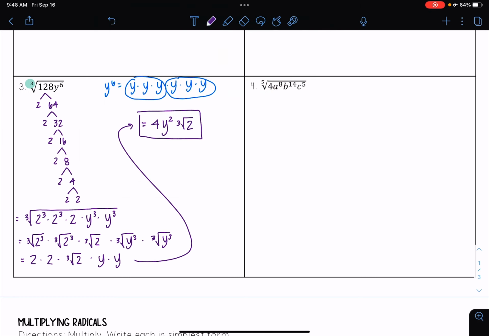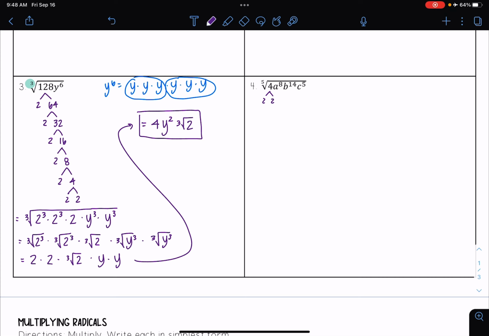Okay, let's look at one last one. So here I have the fifth root of 4a to the 8th, b to the 14th, and c to the 5th. So breaking down that 4, I just have 2 2's, so nothing is coming out there. I need 5 of one number that comes out. But now I need to figure out how many of the a's come out, b's, and c's.